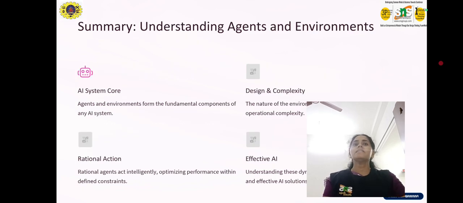And the summary: this slide wraps up everything. Agents and environments are the core of AI systems. The type of environment influences the design and intelligence of the agent, and a rational agent makes the best decisions it can. Understanding these principles is essential to building smart and adaptable AI systems.